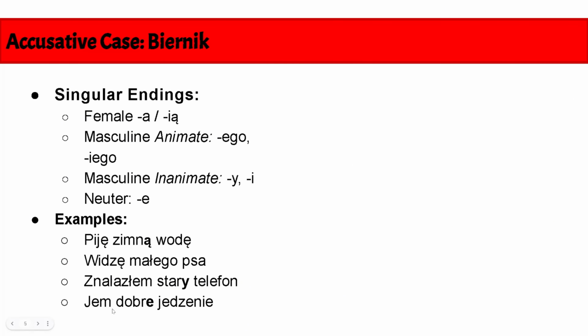Finally, for the neuter, jem dobre jedzenie. I'm eating good food. Jedzenie in the biernik is the same as in the mianownik. So that is a neuter noun. So we have to apply adjective rules because we have to link the two. So because this is neuter, dobry changes to dobre. Jem dobre jedzenie.